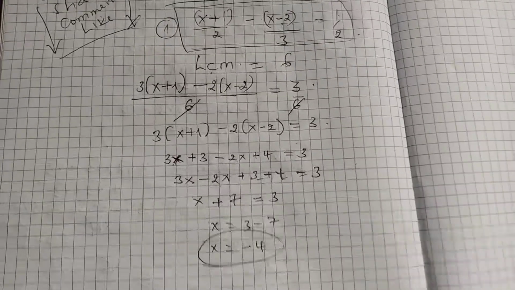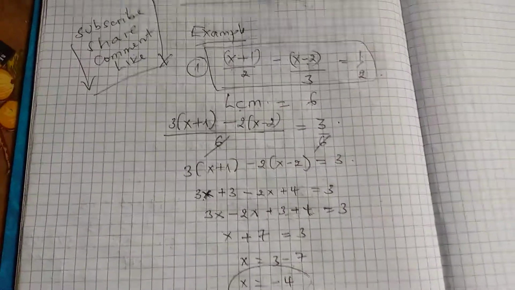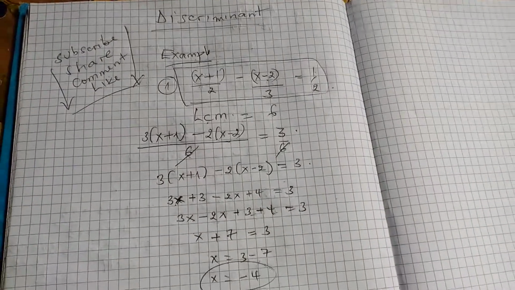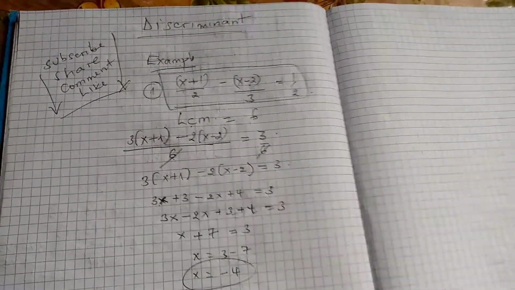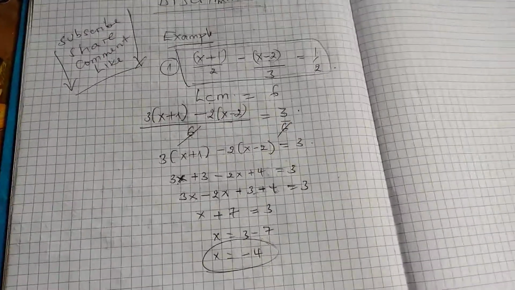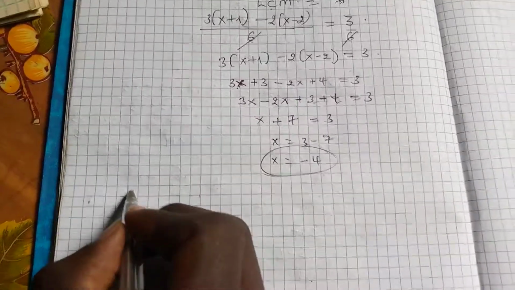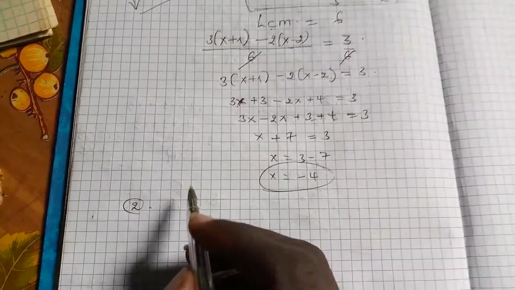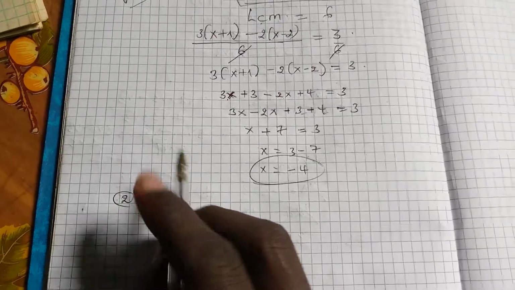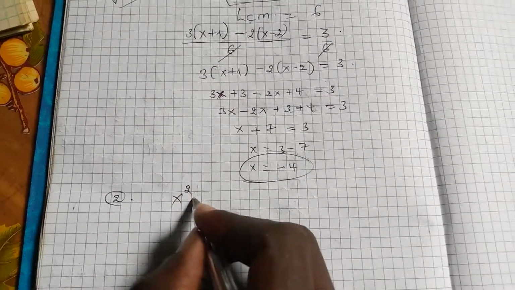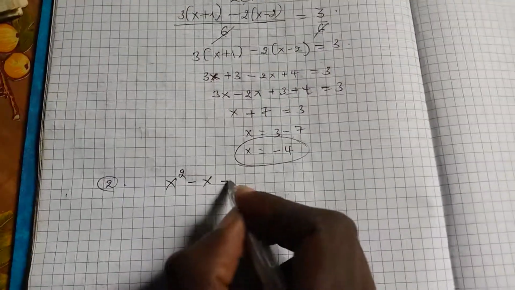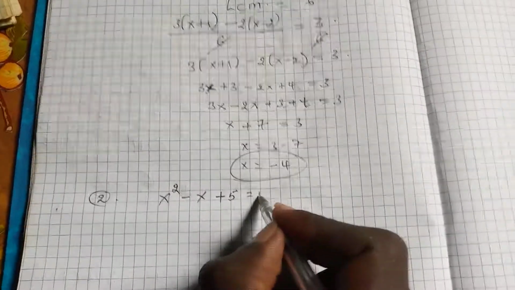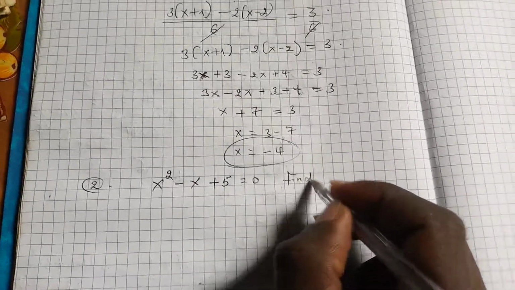So this is the first example as the key point on the point of discriminant, but let us use one example that shows us how we can really use discriminant. Let us use example number 2 in solving the value of x. Here we will find that x squared minus x plus 5 is equal to 0. We have to find the value of x.